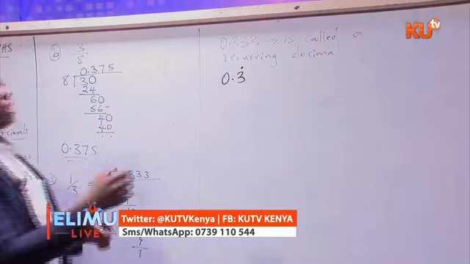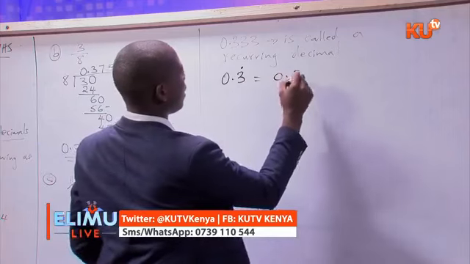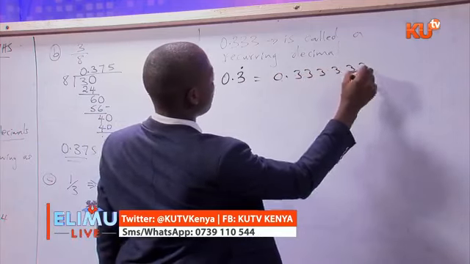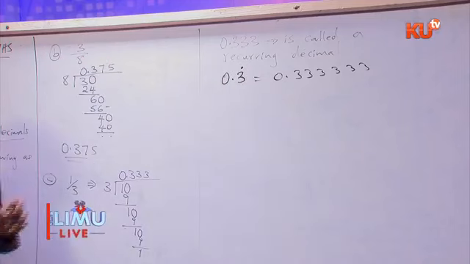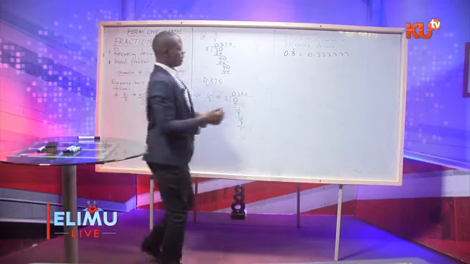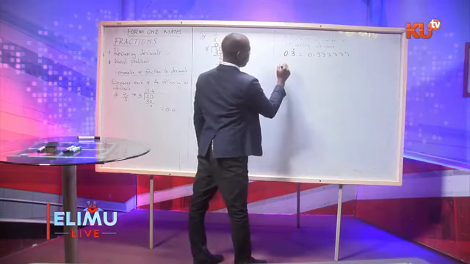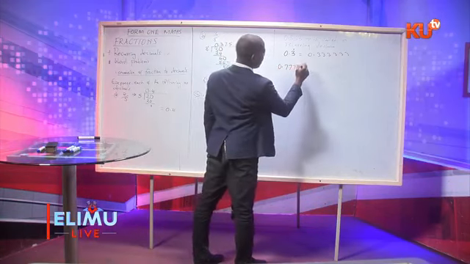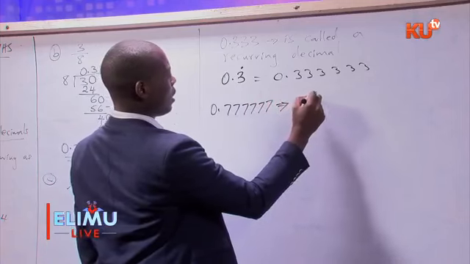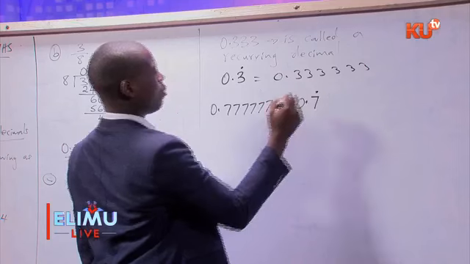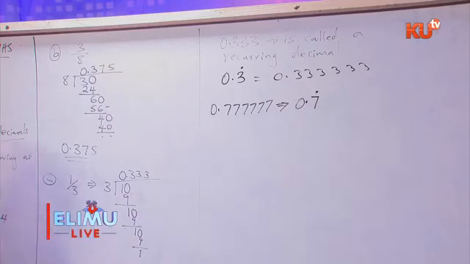So instead of writing 0.333, where 3 is recurring, simply write 0.3 and put a dot on top of that digit that is recurring. For example, if I have 0.7777 and 7 is recurring, then I will simply write 0.7 with a dot on top of 7. That means that 7 is recurring, or 7 is repeating itself.